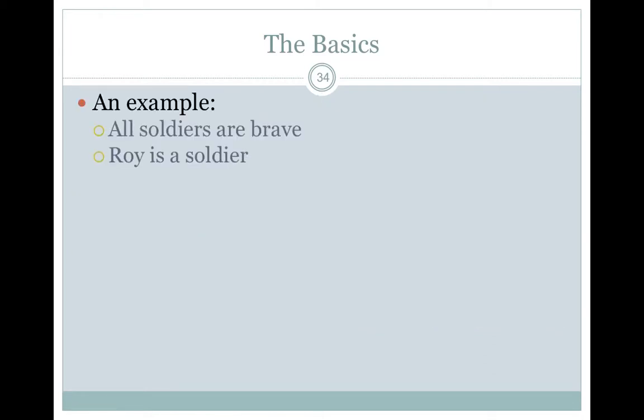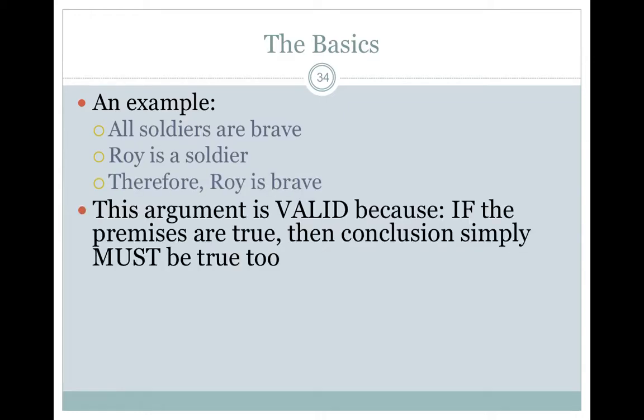So, here's an argument. All soldiers are brave. Roy is a soldier, therefore he is brave. So that argument's valid. Why? Because if these premises are true, then the conclusion must be. Think about it. Would it be possible for these premises to be true and that conclusion false? No, right? If these were true, this would have to be true as well.